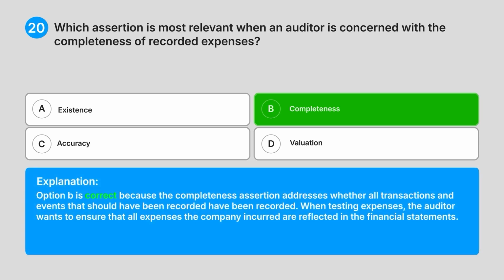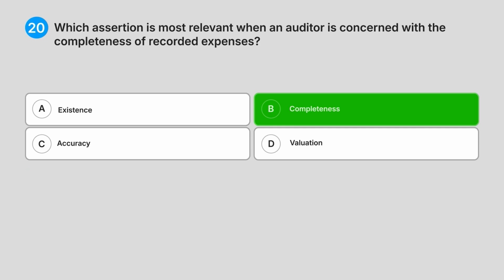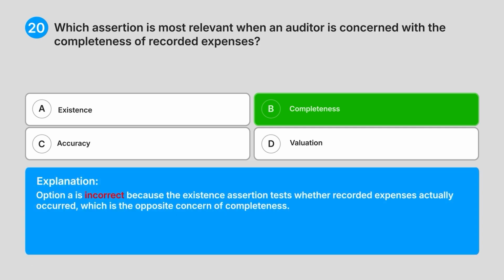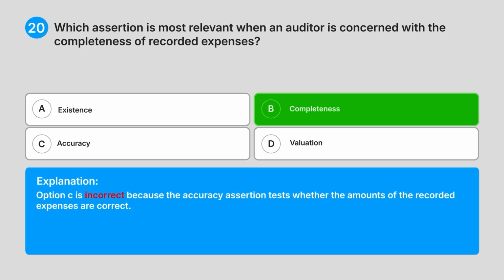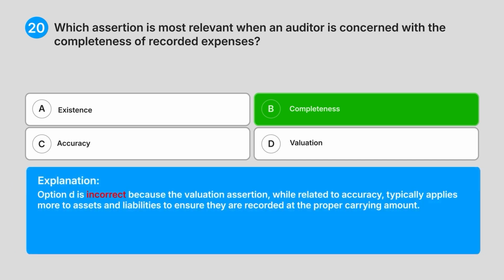Explanation. Option B is correct because the completeness assertion addresses whether all transactions and events that should have been recorded have been recorded. When testing expenses, the auditor wants to ensure that all expenses the company incurred are reflected in the financial statements. Option A is incorrect because the existence assertion tests whether recorded expenses actually occurred, which is the opposite concern of completeness. Option C is incorrect because the accuracy assertion tests whether the amounts of the recorded expenses are correct. Option D is incorrect because the valuation assertion, while related to accuracy, typically applies more to assets and liabilities to ensure they are recorded at the proper carrying amount.